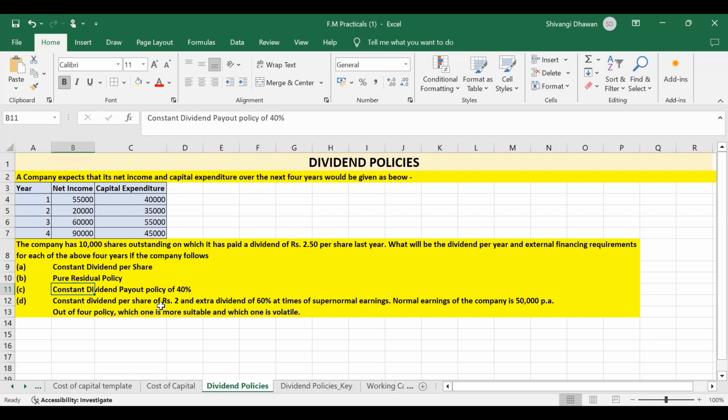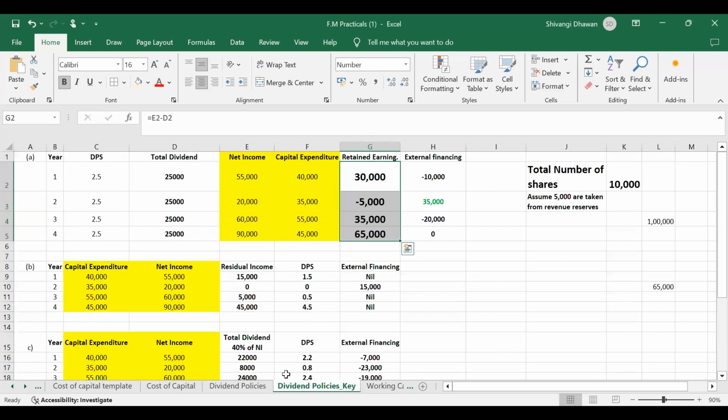So it means that if the company is earning anything above 50,000, they will be paying 60% of that amount as an extra dividend. Out of the four policies, which one is more suitable and which one is more volatile? We need to comment on this particular thing. So let's do this question.